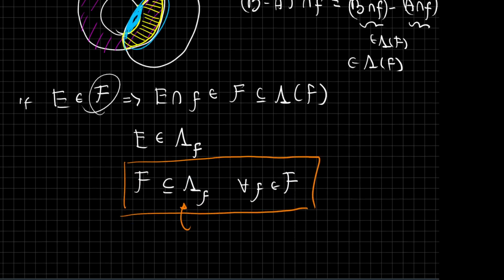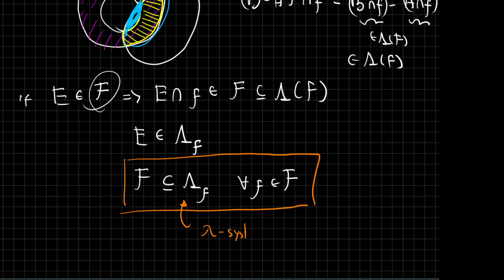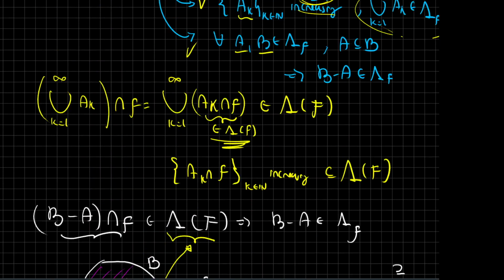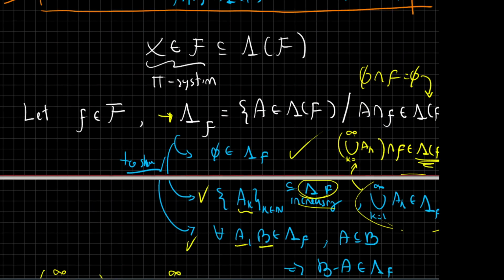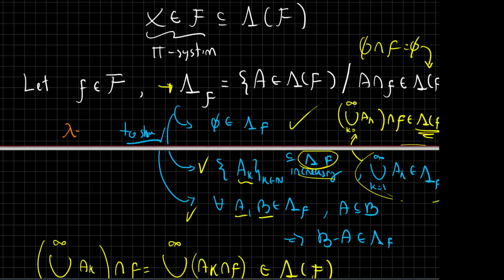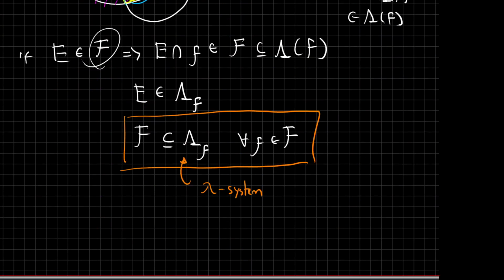And this is a lambda system. This is what we proved here, lambda system. All right. But it happens that our generated was the smallest lambda system that included F. So if this one includes F, then we have that this holds for every F inside here by minimality. Let me write it here.